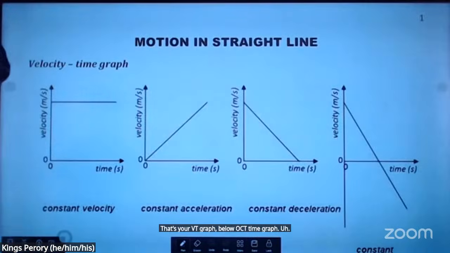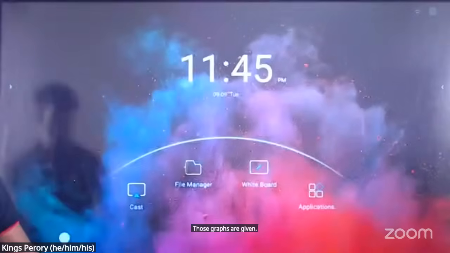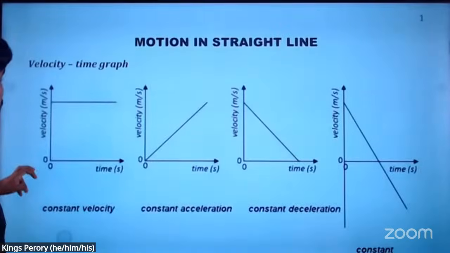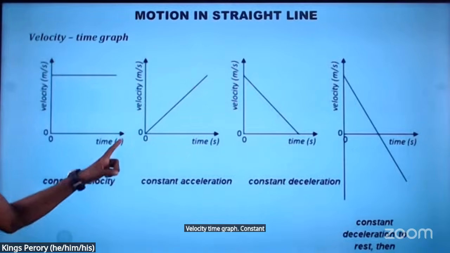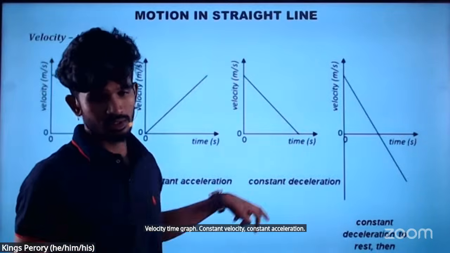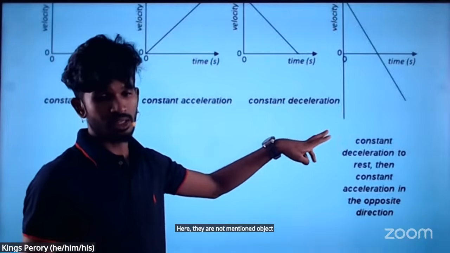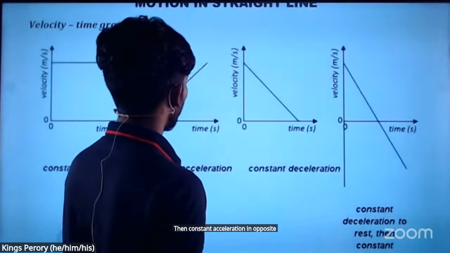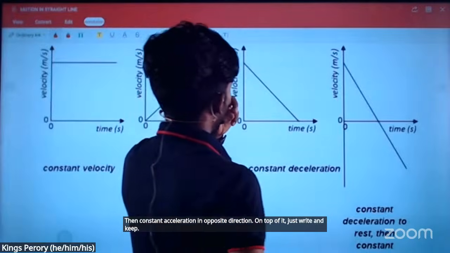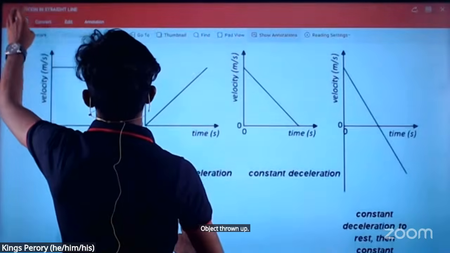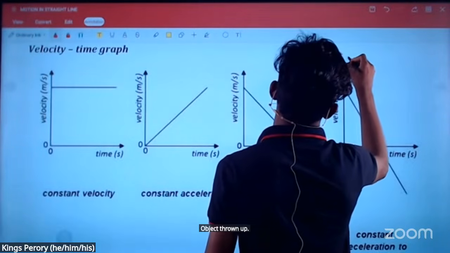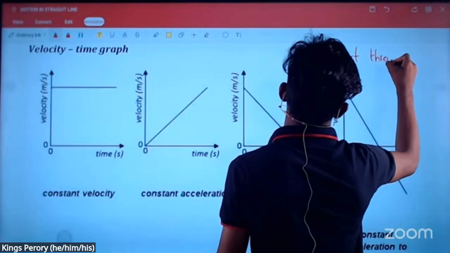In the tute, those graphs are given. Velocity time graph, constant velocity, constant acceleration, constant deceleration. Here they have not mentioned object thrown up, but the nature of motion is described. Constant deceleration to rest, then constant acceleration in opposite direction. On top of it, just write and keep object thrown up.